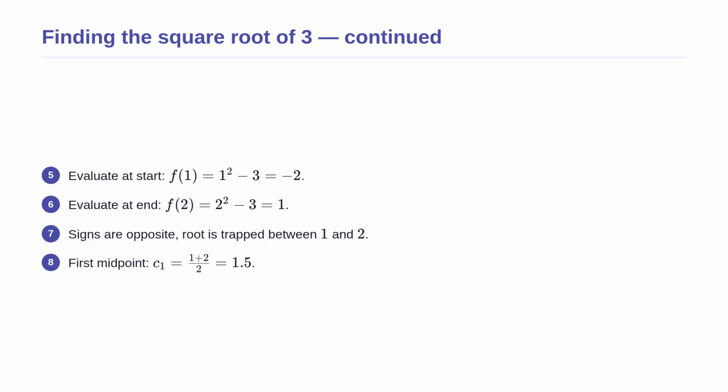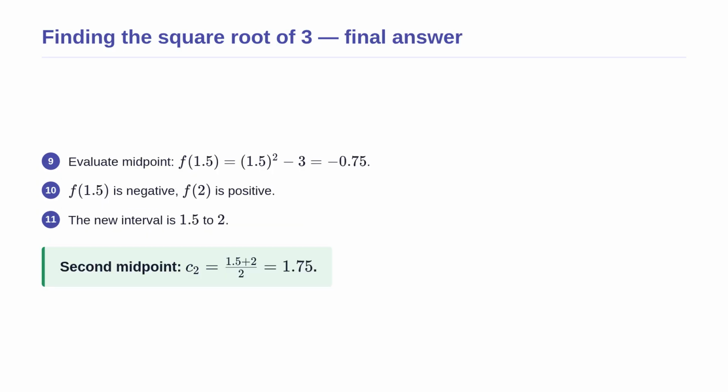Now, we calculate our first midpoint, C1, by adding 1 and 2 and dividing by 2. This gives us exactly 1.5. Now we need to test this midpoint to see which half of the interval contains the root. We plug 1.5 back into our original function. Squaring 1.5 gives 2.25 and subtracting 3 leaves us with negative 0.75.